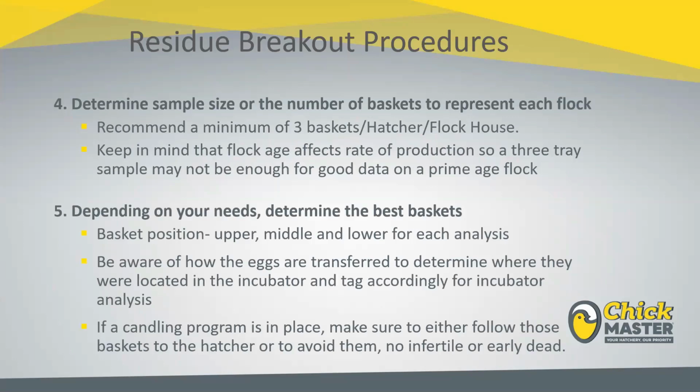So this begins with basket position. On a base program, I generally recommend choosing an upper, middle, and lower basket out of a hatcher machine for each analysis. This lets me see things from various places out of the incubator, oftentimes upper, middle, and lower out of the incubator as well. Be aware of how the eggs are transferred to determine where they were located in the incubator and tag accordingly. This is important as well when you're determining what baskets you want to use.